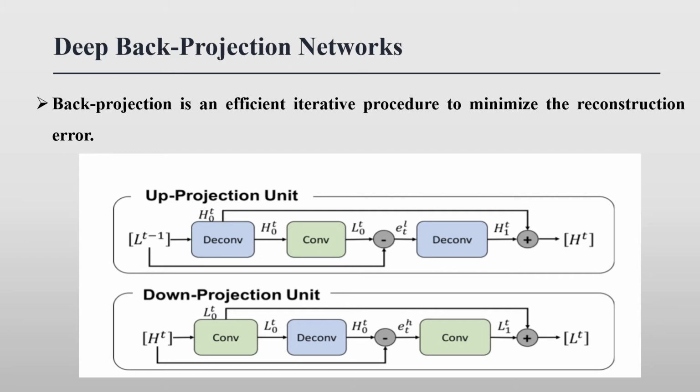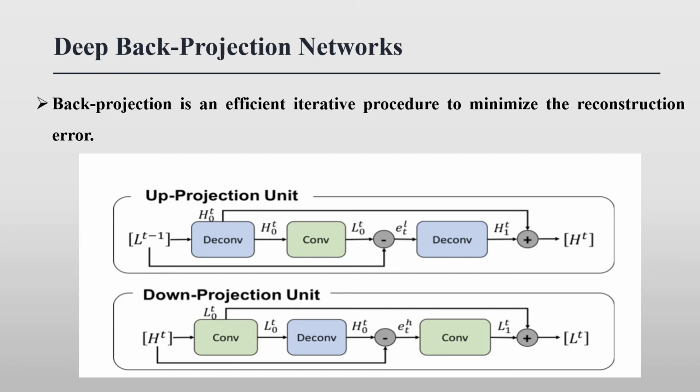This error is again deconvolved with appropriate filter size to generate another high resolution image, which is H1 of T. This H1T and H0T are combined further to obtain the high resolution image at the last. The same thing follows for the down projection unit as well, whereas the input is a high resolution image.